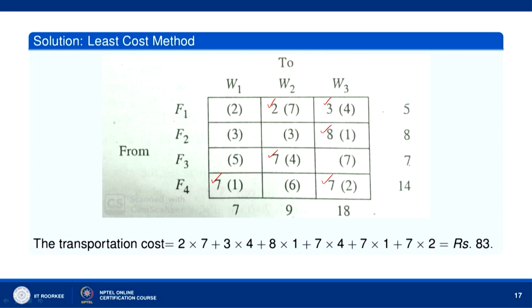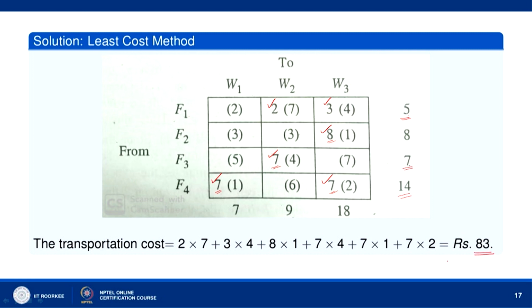Okay. So, these 5 units that were available at F1, out of that 5, 2 have been given to W2, 3 have been given to W3. Out of 8 available at F2, all 8 have been given to W3. Out of 7, all 7 have been given to W2. Out of 14, 7 have been given to W1, and the remaining 7 have been given to W3, and the total cost of transportation is 83. So, this is the least cost method.